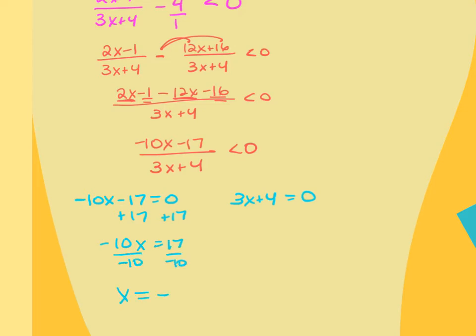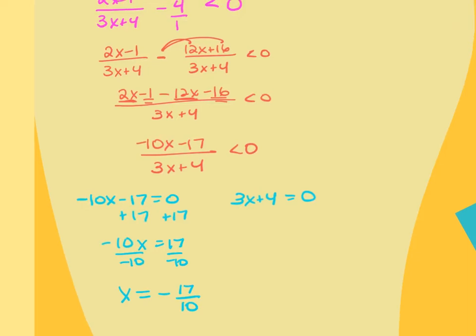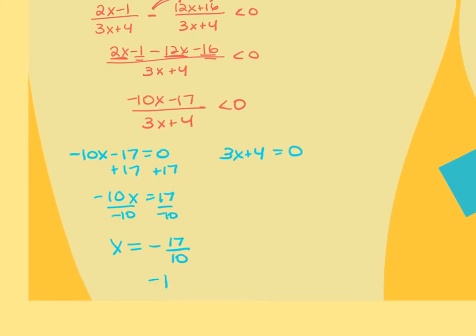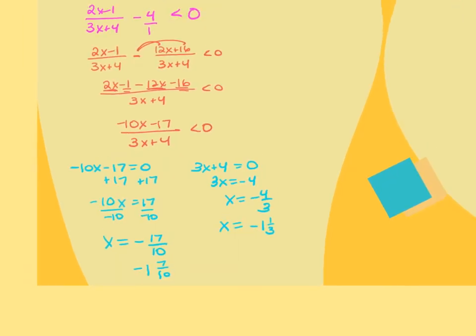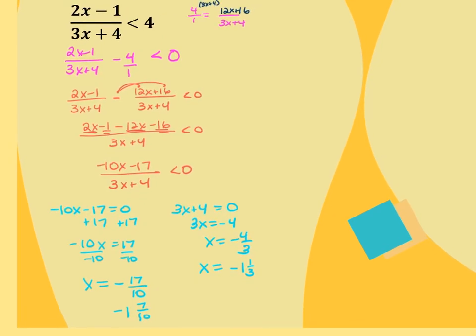And I get x equals negative 17 over 10, which you can rewrite as negative 1 and 7/10 if it helps you with figuring out the numbers. And then 3x equals negative 4 and x equals negative 4/3, which again can be written as negative 1 and 1/3 if it helps you set up your number line.